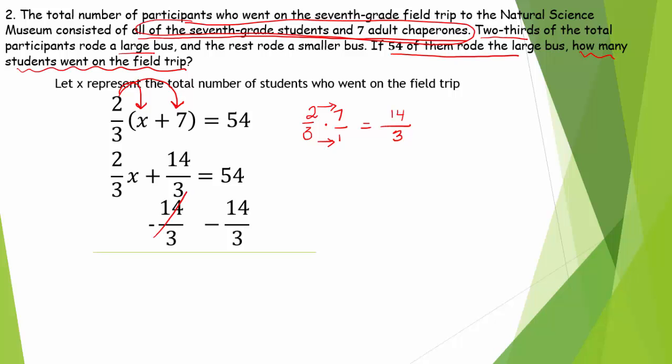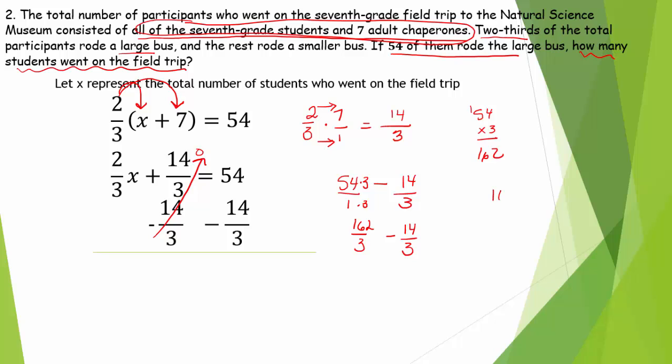14/3 minus 14/3, the whole point, those are additive inverses, was to zero those out. So now I have to do 54 minus 14/3. If I'm going to subtract, I have to find a common denominator. That's 54 over 1 right now. I'm going to multiply top and bottom by 3. 54 times 3. I don't have a calculator. Hopefully you do. 4 times 3, that's 12. 3 times 5 is 15 and 1, 162. So that must be 162 over 3 minus 14 over 3.